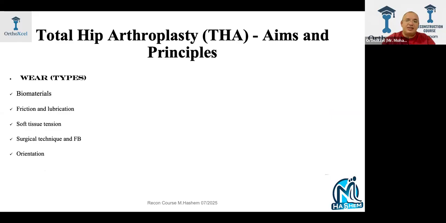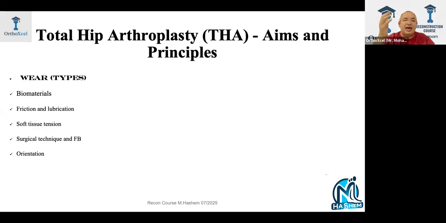If we come to the wear, the third arm of the equation, or the third ring, which is intersecting with longevity and stability. When we speak about the wear, it's a big topic. It's a lot to understand about the wear.